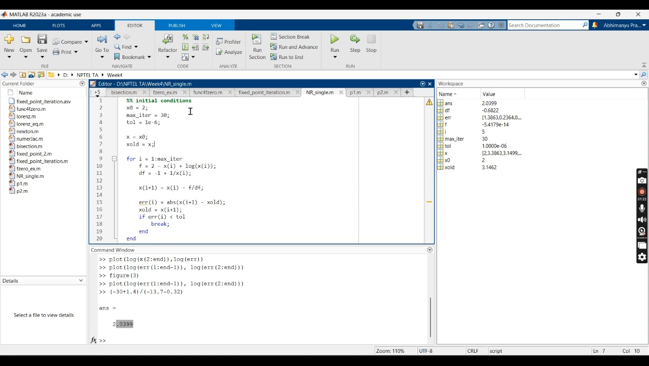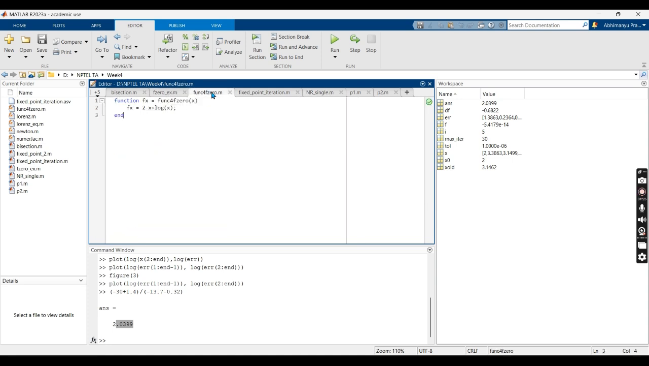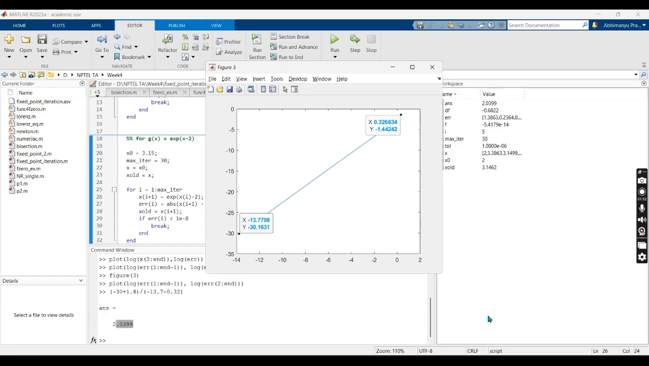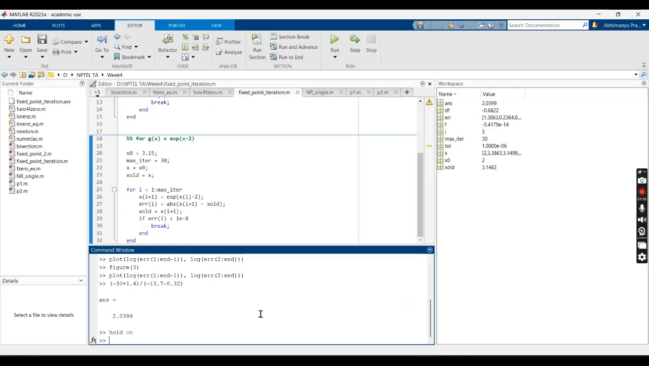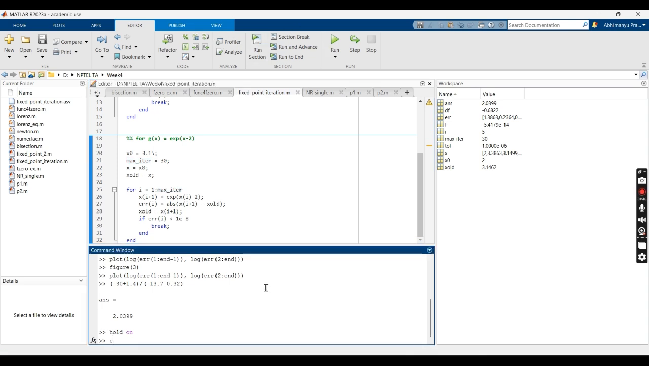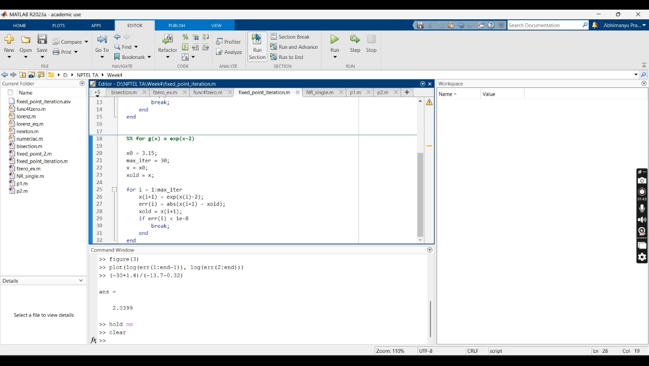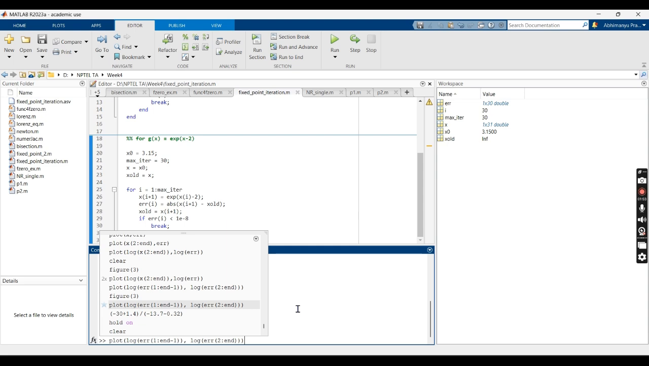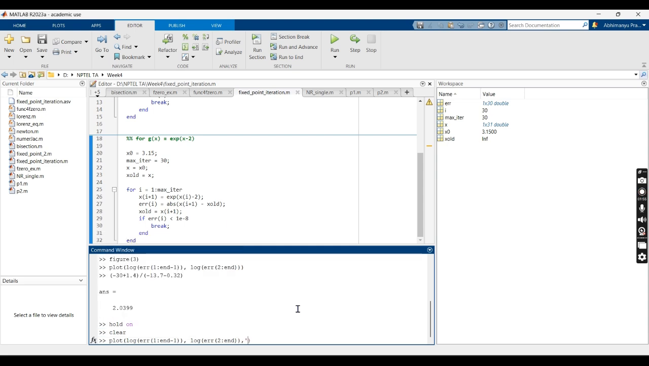Now for the similar case, if we see the fixed point iteration method, here also we are storing everything. Okay, let me just do a hold on figure 3. So I will clear the variables and run this. Okay, so I will be getting, yeah, I will plot the same thing with the red dashed line.